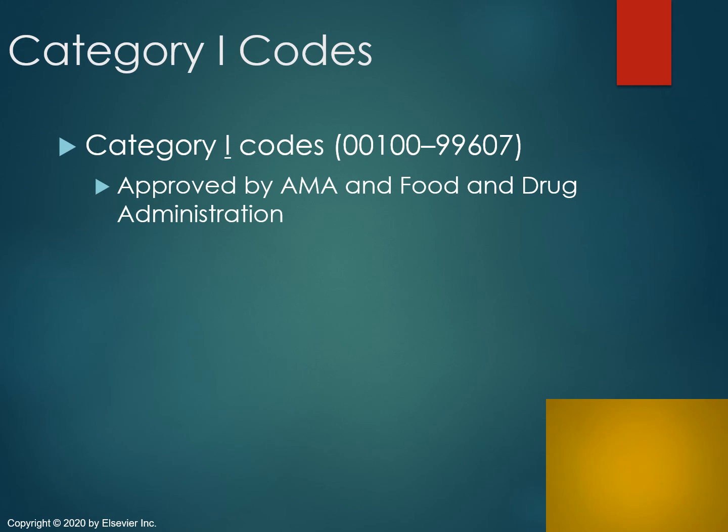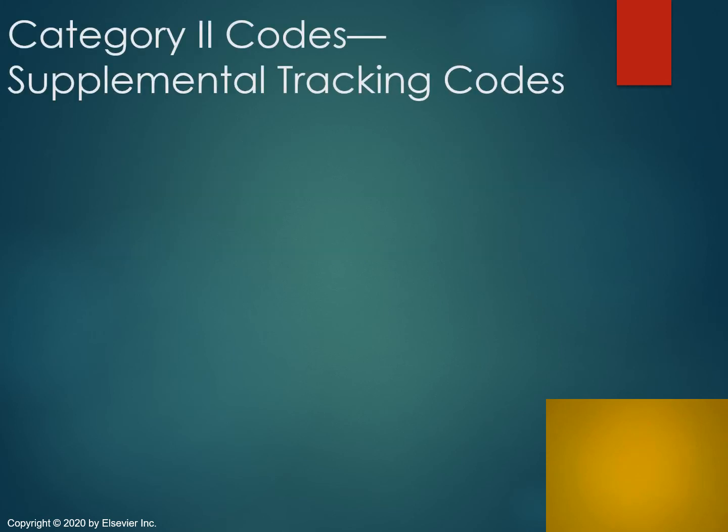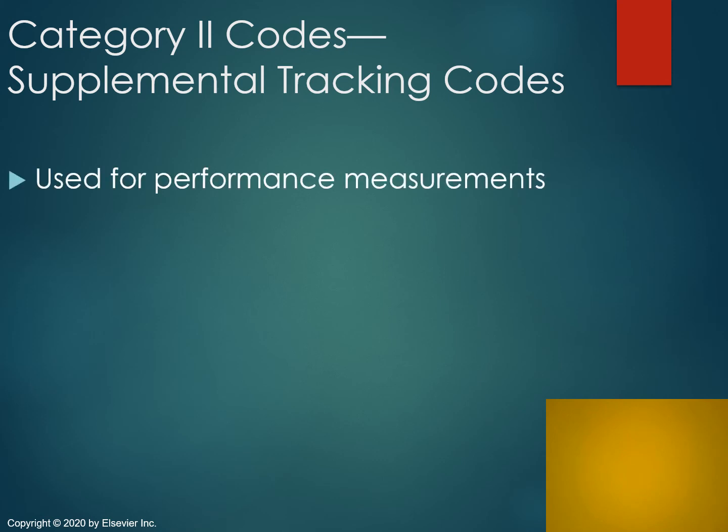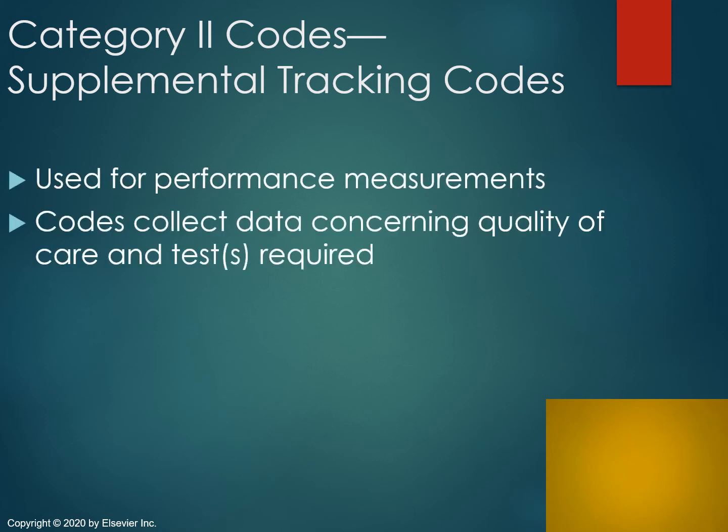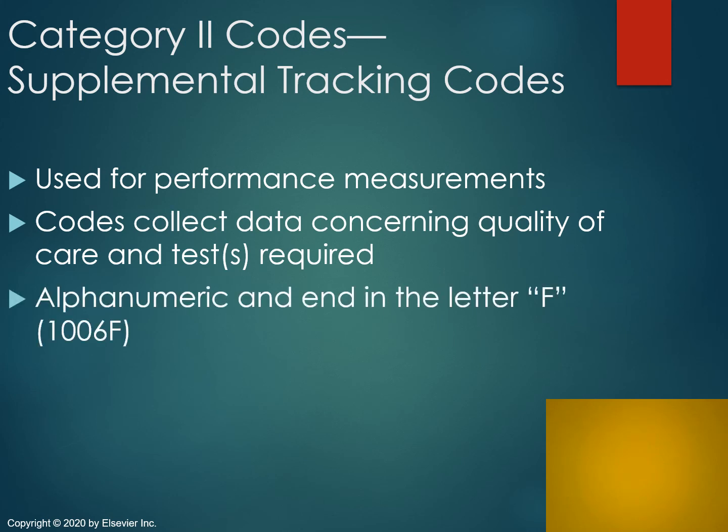These codes are approved by the AMA, the American Medical Association, and the FDA. And they are codes that have proven clinical effectiveness. The Category 2 codes are supplemental tracking codes used for performance measures. And the codes collect data concerning quality of care and tests. And they are alphanumeric and end with the letter F. And they're located on the AMA website.